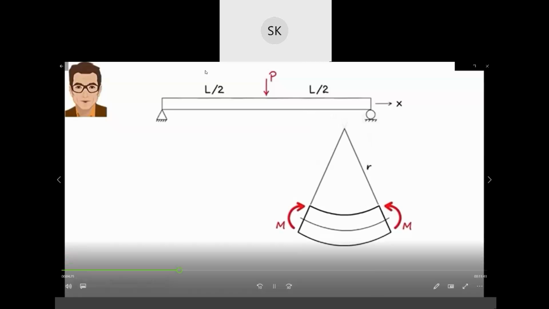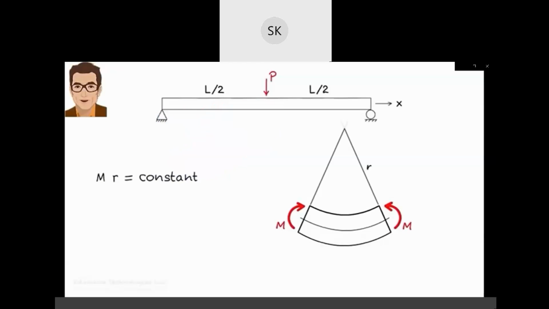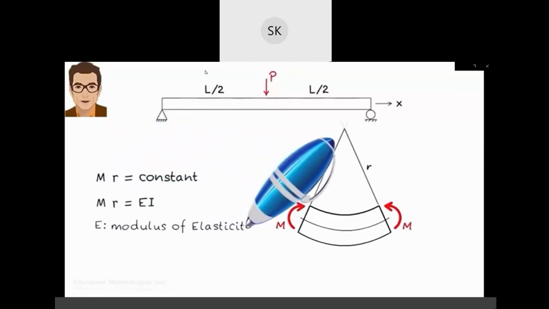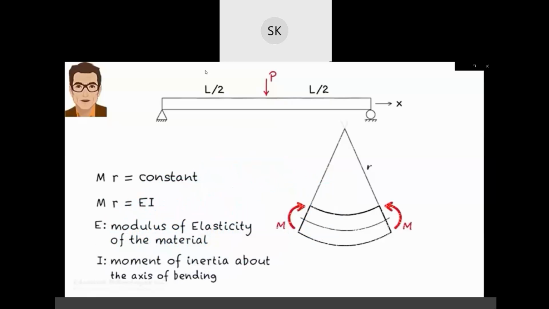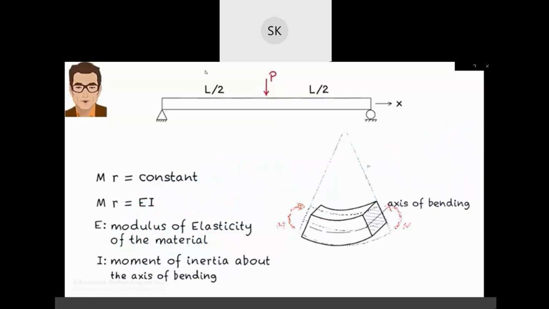Not surprisingly, the product of m and r is constant. For linear elastic material, this constant can be expressed in terms of modulus of elasticity of the material and moment of inertia of the beam segment about the axis of bending. More specifically, we can write m times r equals E times I, where E is modulus of elasticity and I is the moment of inertia.